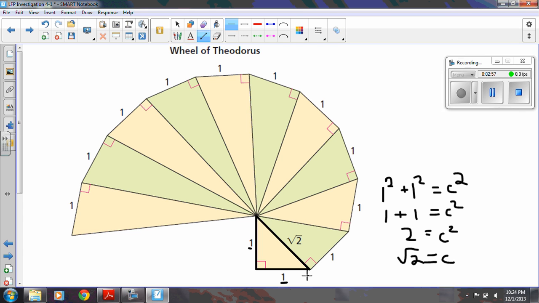Okay. Now to draw the Wheel of Theodorus, this leg that we just figured out, this hypotenuse that we just figured out as the square root of 2, now becomes the leg length of the next right triangle that we draw. Now this right triangle, the outside leg is 1 unit long, and this leg now is the square root of 2. You're going to use the Pythagorean theorem to figure out what the hypotenuse of that next triangle is. And you're actually going to figure out the hypotenuse of each of these triangles going all the way around the Wheel of Theodorus.